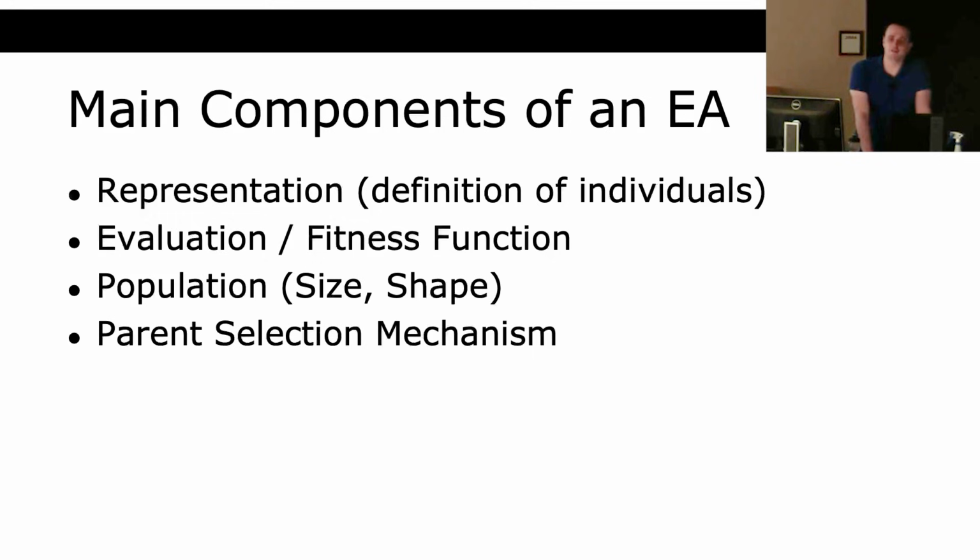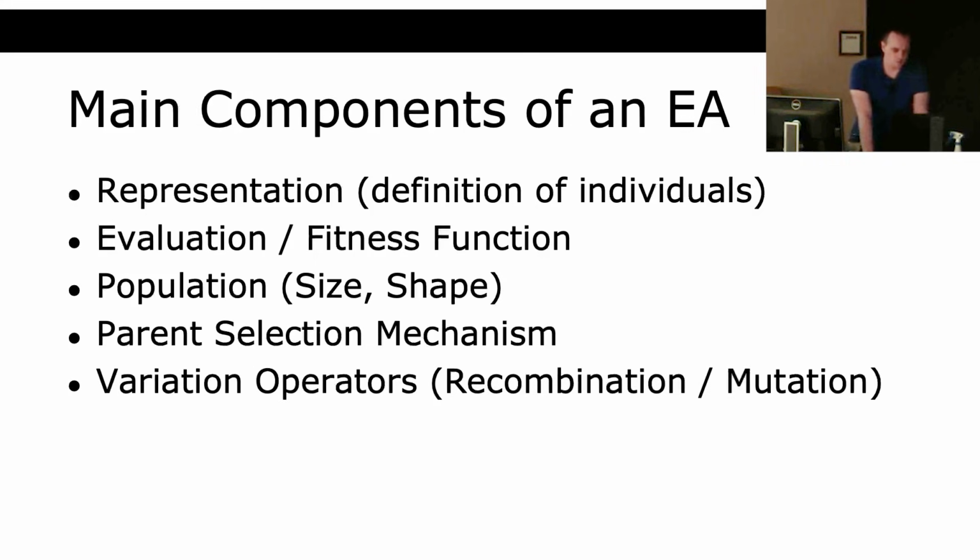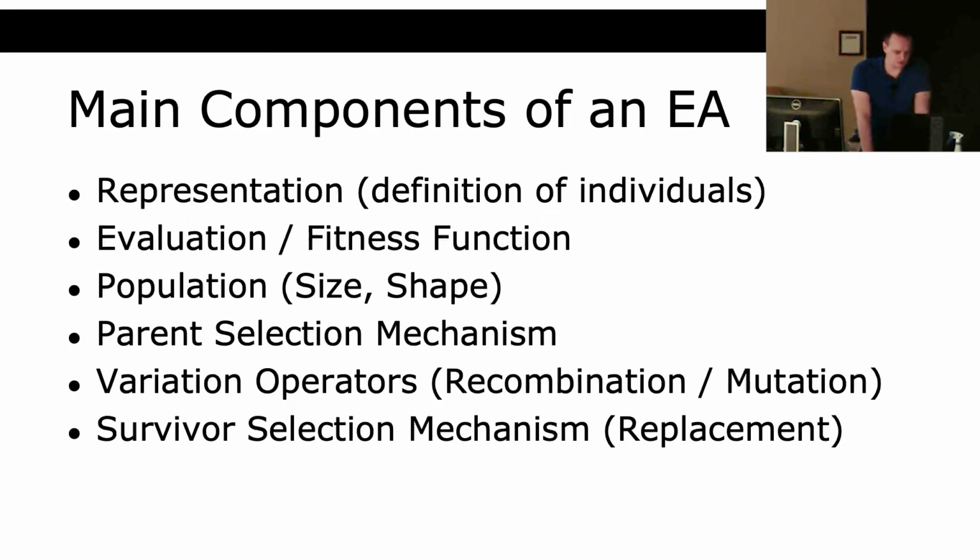What is the parent selection mechanism? There are a bunch of different ways to take a bunch of fitnesses and choose parents from that. What are your variation operators? So how do you recombine two things into one or two other things? How do you mutate things? What are your survivor selection mechanisms, etc.? So there are lots of different things to vary in an evolutionary algorithm.